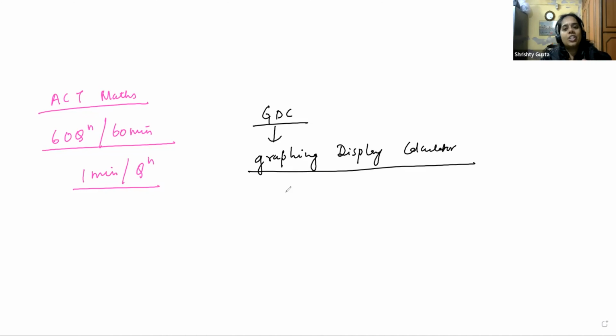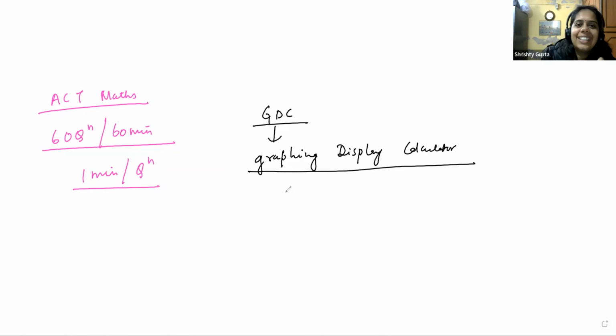I should not say that all 60 questions can be solved on the GDC, but there are certain questions which you can directly solve on the GDC. The GDC helps you a lot when it comes to ACT Math. But you should know how to properly use it. For example, you have the GDC in hand, but you don't know which menu to use and where to use it, you will really struggle.